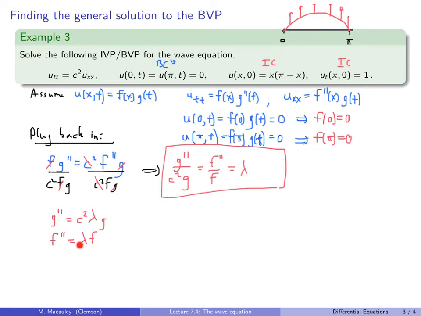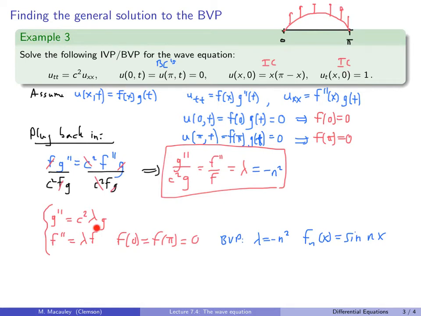And this comes with two boundary conditions up here. So we get f of 0 equals f of pi equals 0. As before, this is the same boundary value problem, so we know the solution to this. We know that lambda equals negative n squared, and we know that f_n of x equals sine of nx.